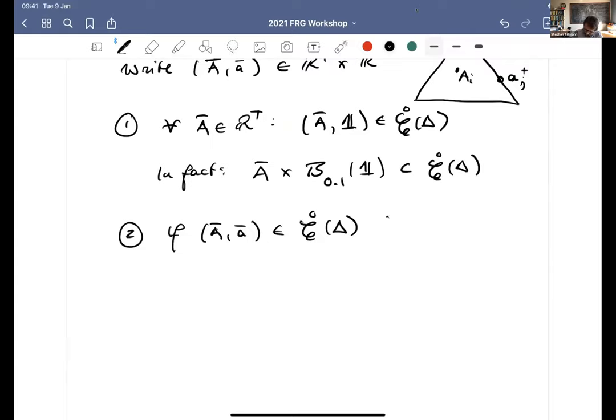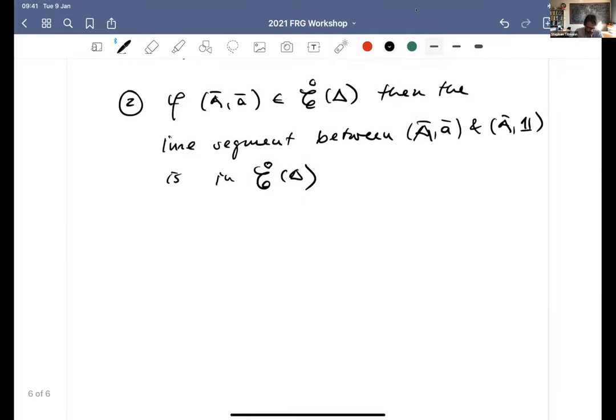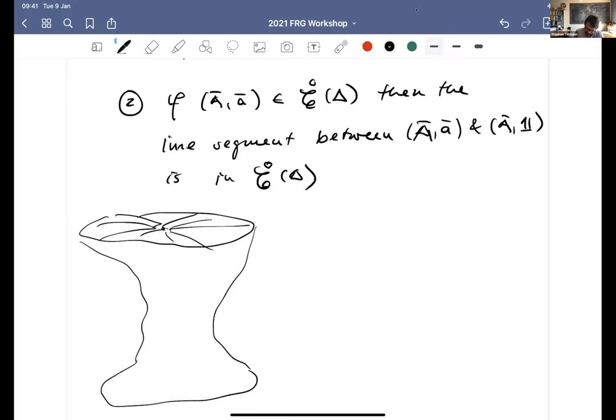So then the line segment between a bar and a bar one is in this set. So our sets, sadly, are not completely star-shaped, but at least they're star-shaped in level sets. Here maybe this is what these things look like. This may not be the most beautiful artistic rendition of my set, but we have these star-shaped sets for level sets where we fix A, yeah?